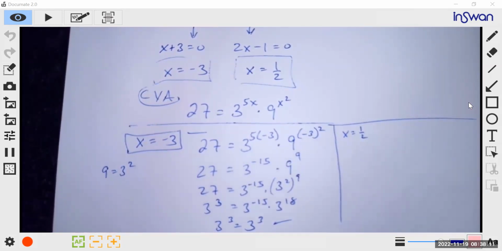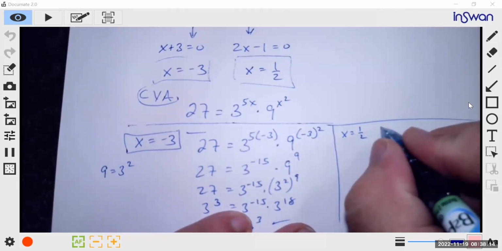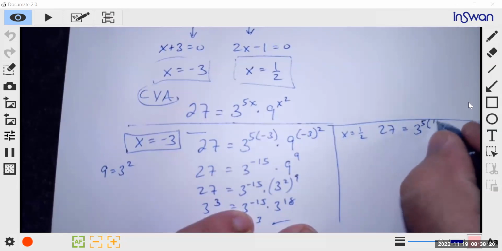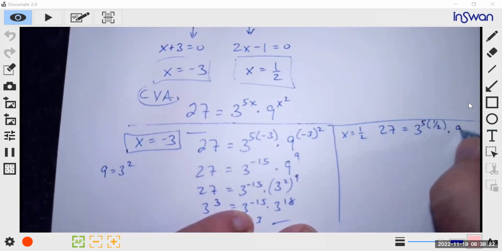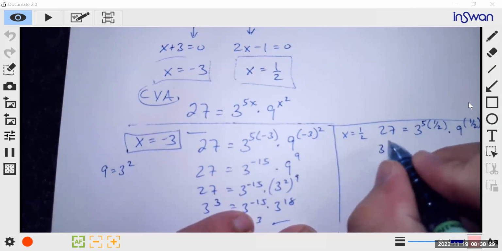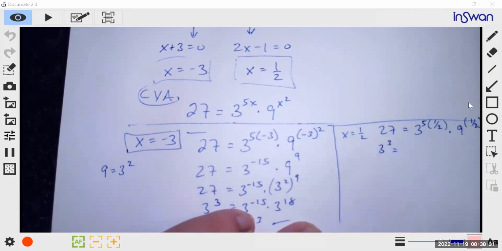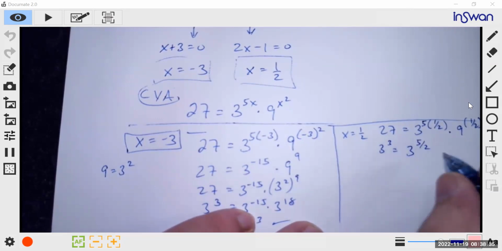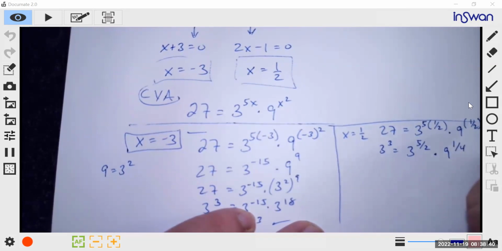Does 1/2 work? 27 equals 3 to the 5 times 1/2, 9 to the 1/2 squared. 27 is 3 times 3 times 3. 3 to the power 5/2. 9 to the power, since I squared it, it's squared top and bottom, is 1/4.